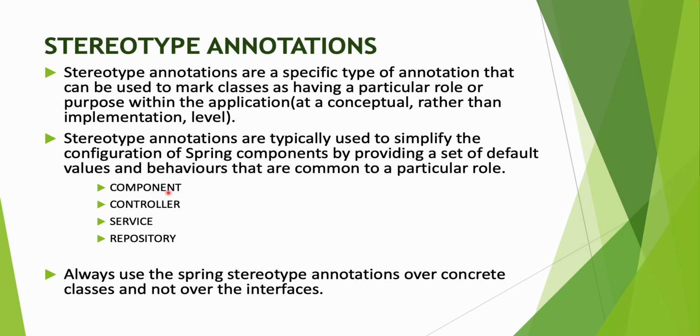We have 4 different types of stereotype annotations: at component, at controller, at service and at repository. At component we already discussed in part 1 of the Spring annotation series. You can see the link here. If you missed it, you can go and check that. At controller, at service and at repository we are going to discuss in today's video.